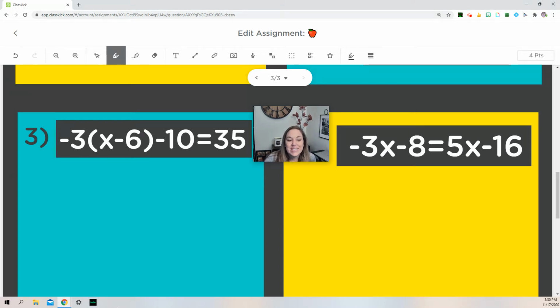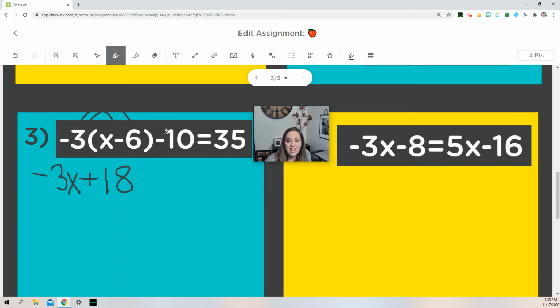Okay, so here is number 3 from slide 3 on Classkick this week. The first thing I always want you to take care of is the distributive property. So I'm going to distribute this -3 to both the x and the -6. -3 times x is -3x. -3 times -6 is a positive 18. And if you're wondering how that turned into a plus sign, remember a negative times a negative is a positive.